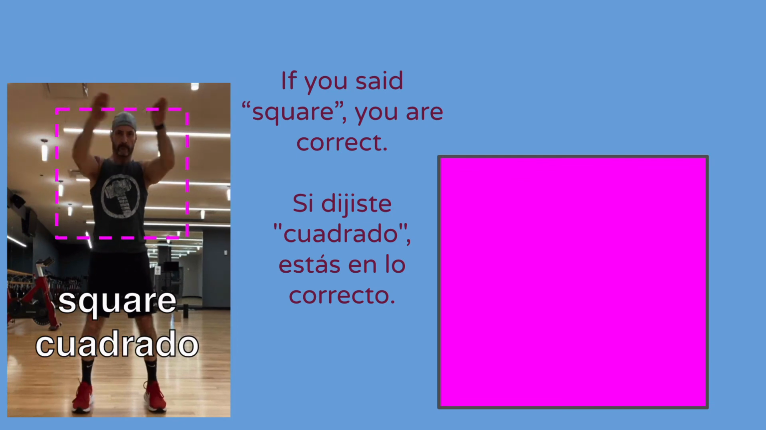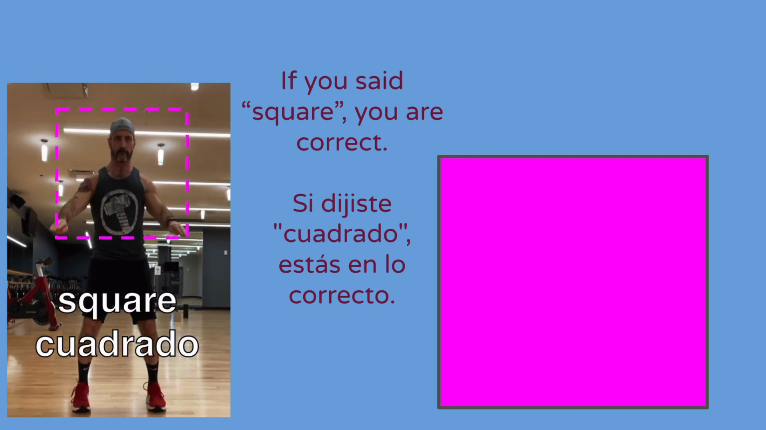If you said square, you are correct. Si dijiste cuadrado, estás en lo correcto.